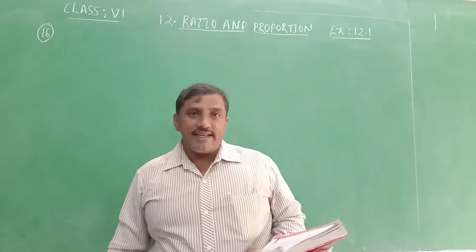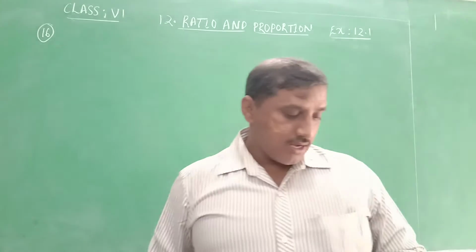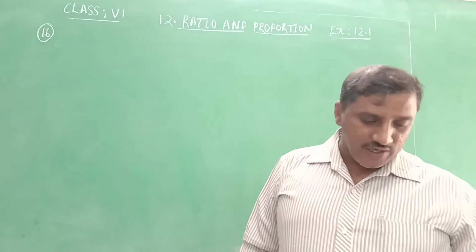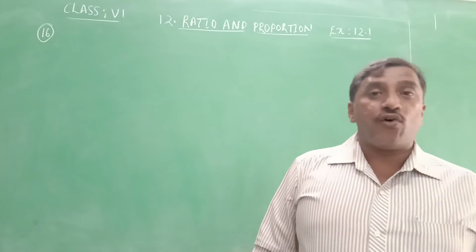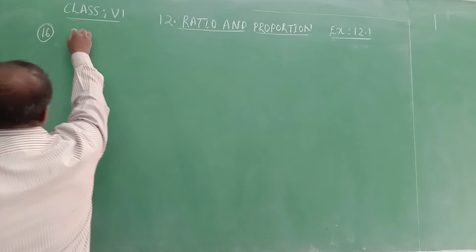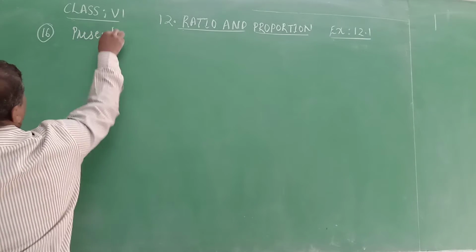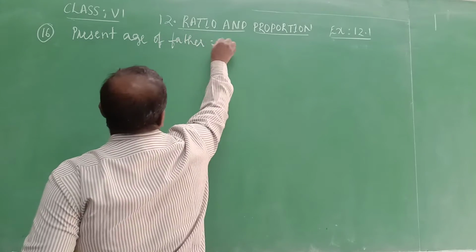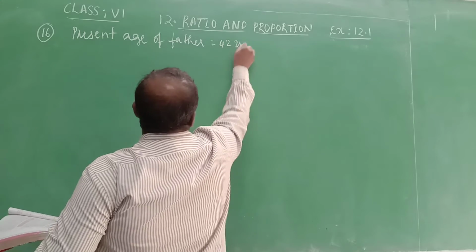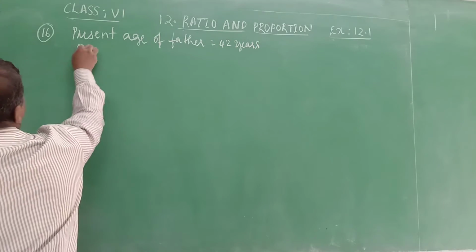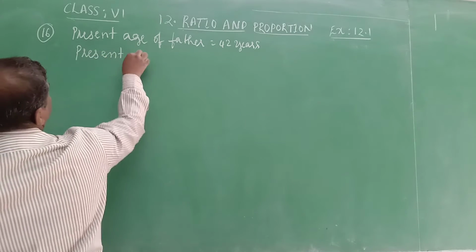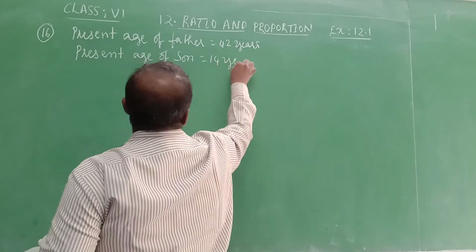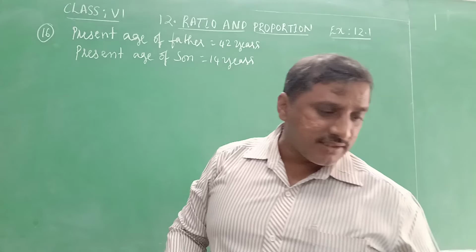Yes. Now we will discuss one more question. That is the 16th question. The present age of father is 42 years, and that of his son is 14 years. So the present age of son is 14 years. Now we have to answer the questions.